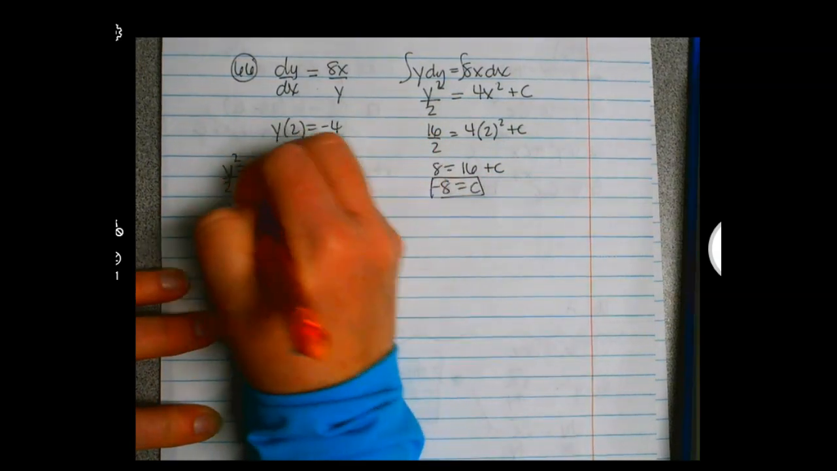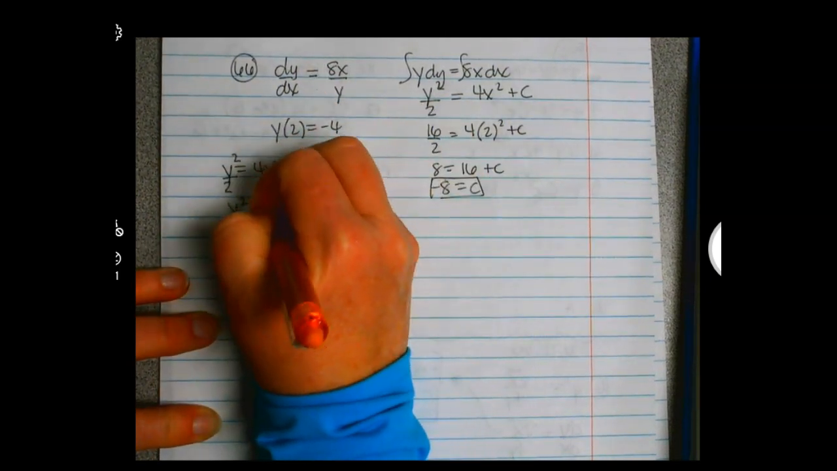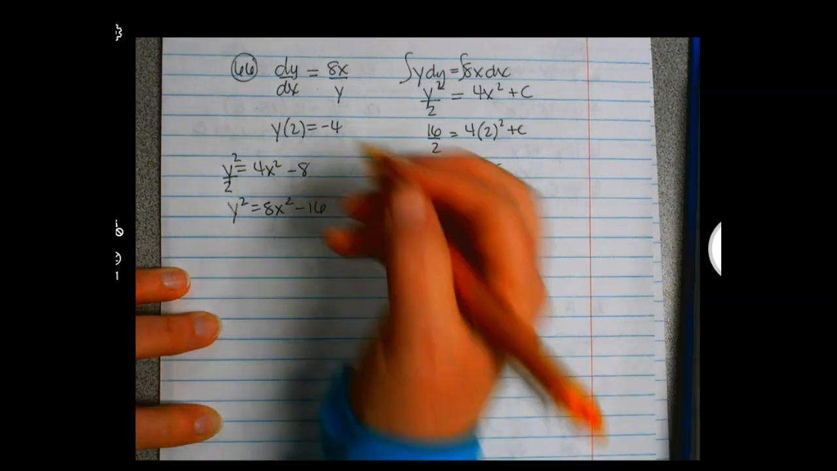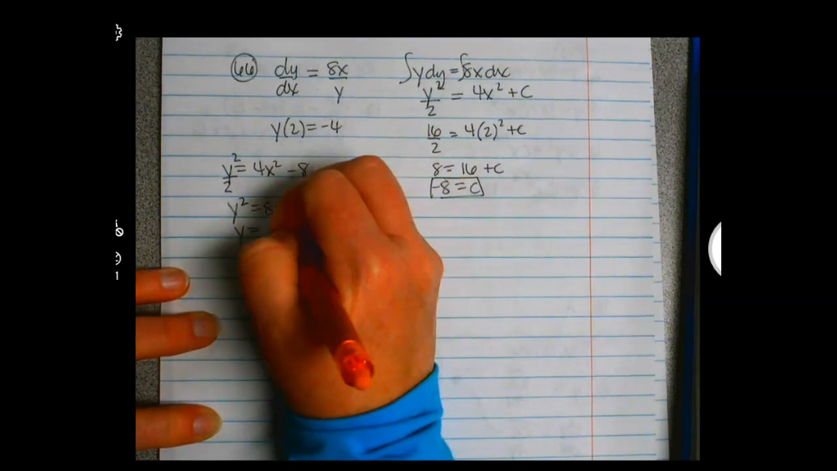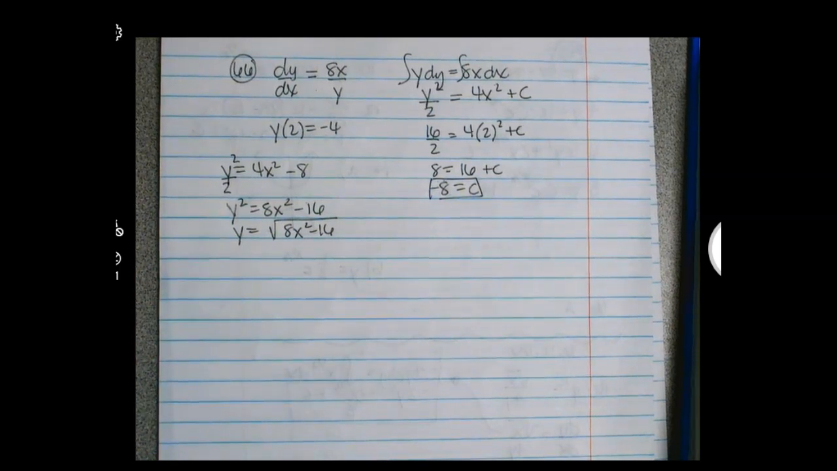Okay, so multiply by 2. Now I'm definitely multiplying 8x squared minus 16. And then y is going to be the square root of 8x squared minus 16. Now when you take a square root, you do plus or minus. But tell me about my original slope. 2 and negative 4. It is negative. If you put a negative in front, it works.